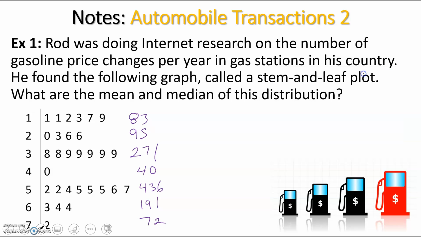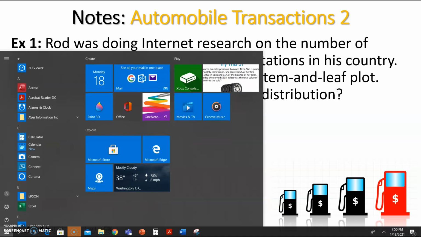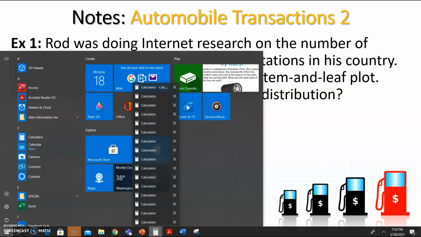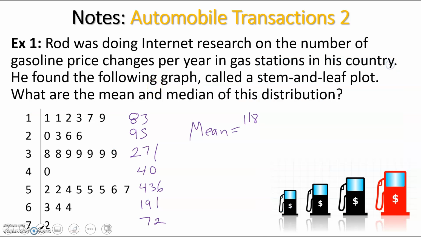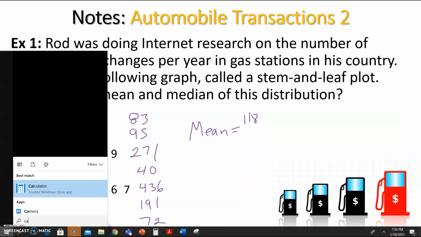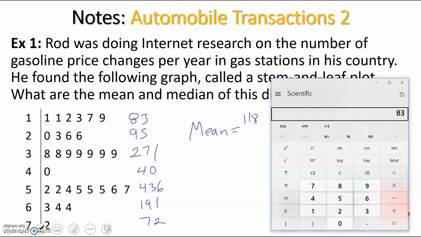So that's 1,180, okay? So far we have our mean is going to be 1,100, and let me look at that one more time. That wasn't right. Let's try that one more time. I have a whole bunch of calculators open. So 83, 95, 271, 40, 436, 191, and 72, that's 1188.